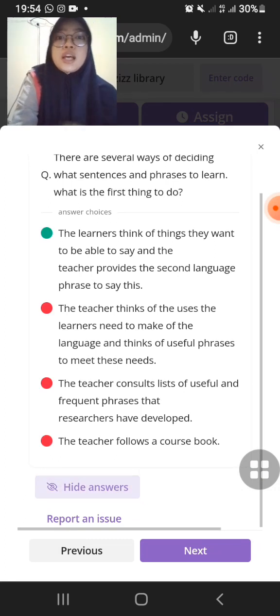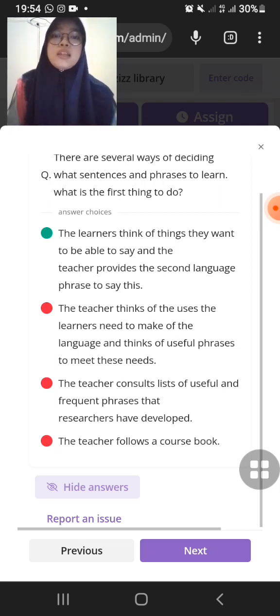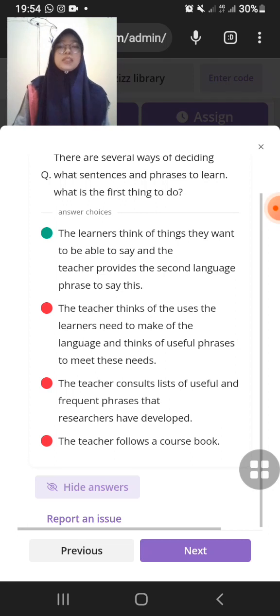The answer is the learners think of things they want to be able to say, and the teacher provides the second language phrase to say this, because this must be taught before it is said, and the teacher also gives a phrase of language. I also see this in the section on several ways of deciding what sentences and phrases to learn in the PDF.